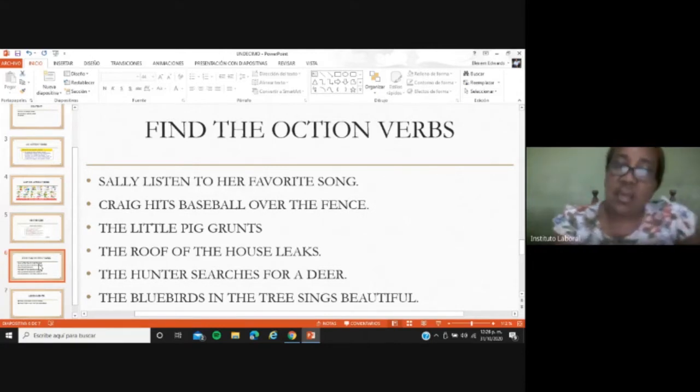So in this way, we make sentences and we find the action verb of the sentences. In the first one it was listen. In the second one it was hit. In the third one, grunts. The roof of the house leaks, leaks was the action verb. The hunter searched for a deer, search is the action verb. The bluebird in the tree sings beautifully, and the action verb was sing.